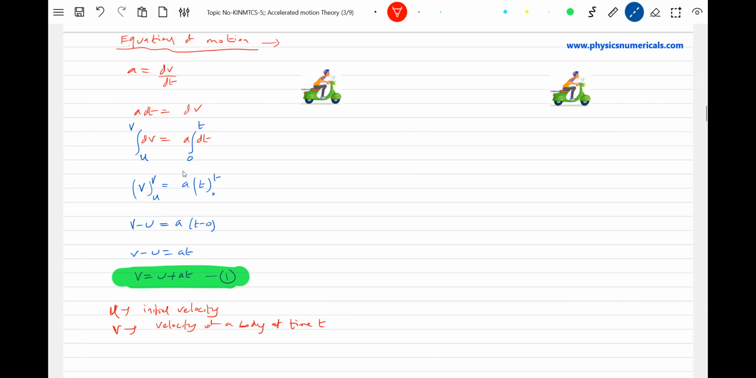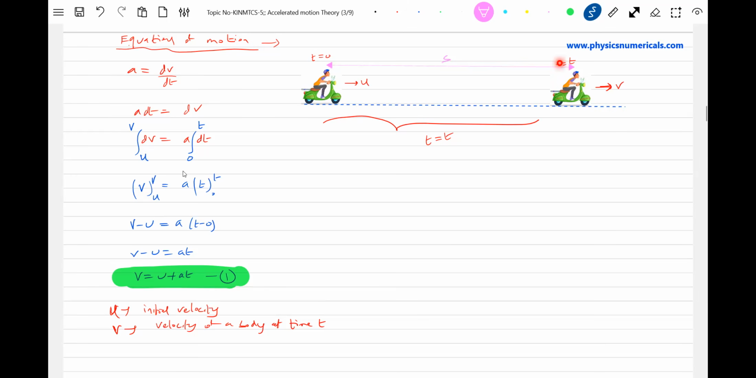Now this person is moving on the road. At t equals 0, what was the velocity of him? After some time t, what is the velocity of this scooter? Let it be v. This is the interval of time. Able to understand? So in that interval of time, some distance is also covered. So the distance covered will be s. So we will try to get a relationship for this also.